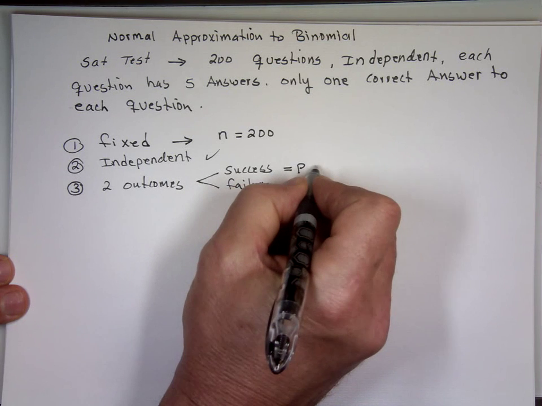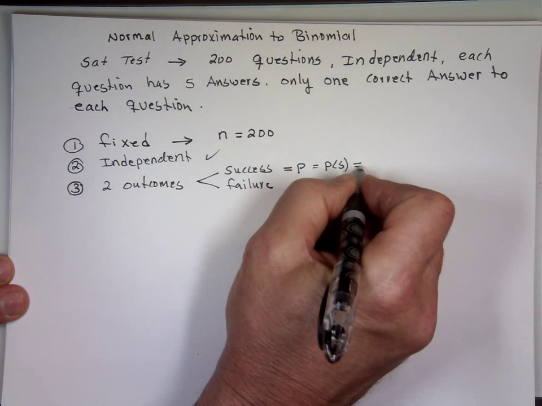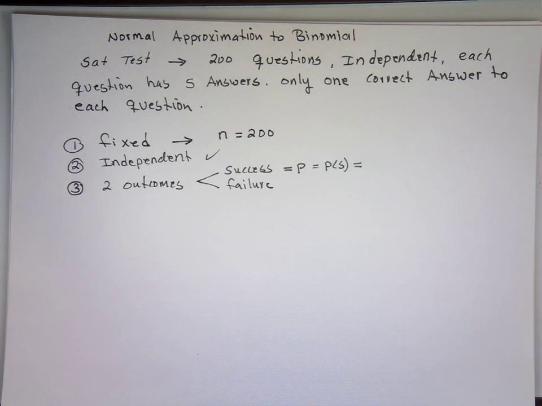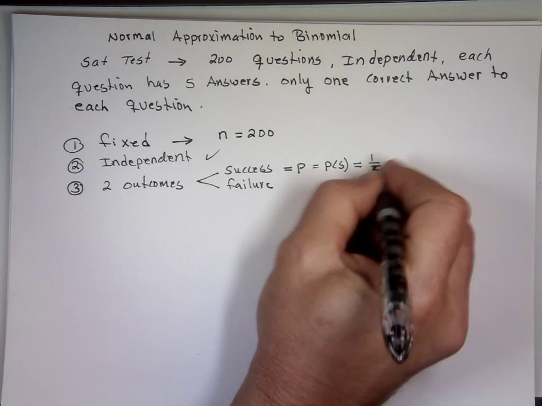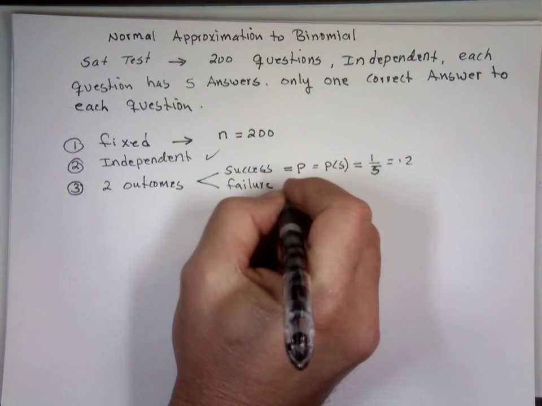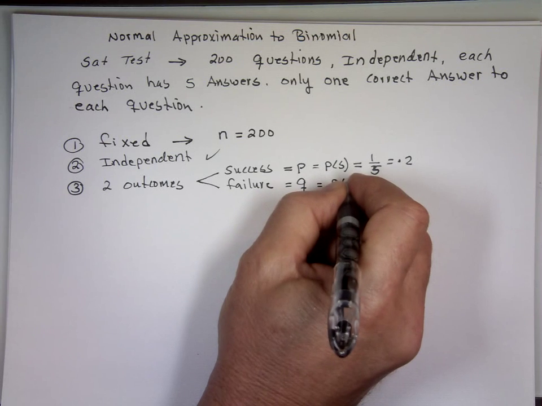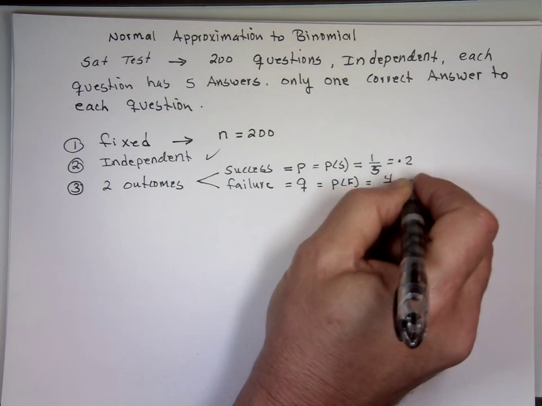P is the probability of success, which is what? It says only one correct answer to each question. What's the chance of you guessing? If you just didn't study, just went there, guess on it. 1 out of 5, which is 0.2. And what's the probability of failure? Q, which is the probability of failure, and that's how many? 4 out of 5, which is 0.8.